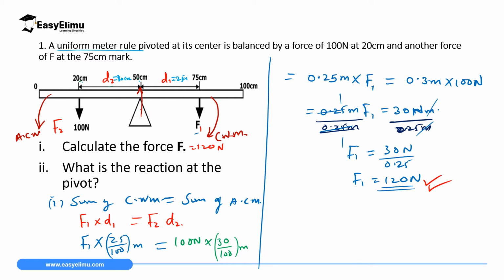Now the second question is, what is the reaction at the pivot? From parallel forces, we said the sum of forces on one side is equal to the sum of the forces on the other side.